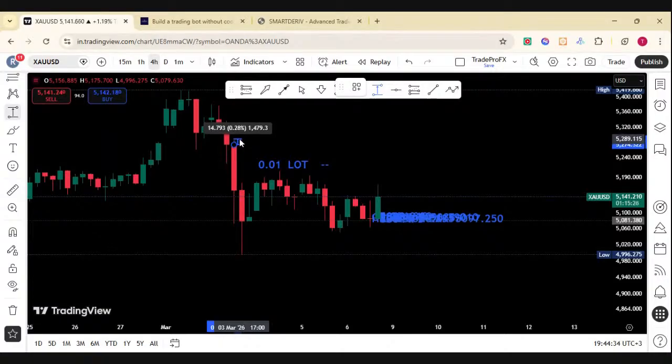Therefore, a 20 USD, a 30 USD or a 50 USD account could have sustained this move. So a 50 USD account, that is only for these 4 hours. So you would have entered using a 0.01 lot size. After entering, you get into the market, it first goes into a drawdown. You first see a drawdown of negative 14 there.